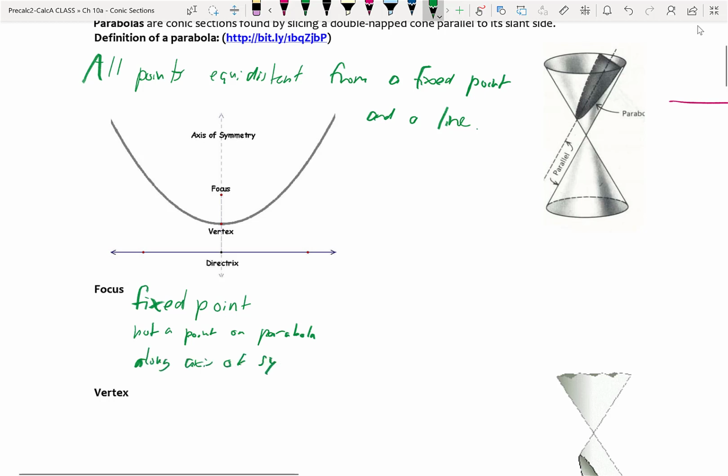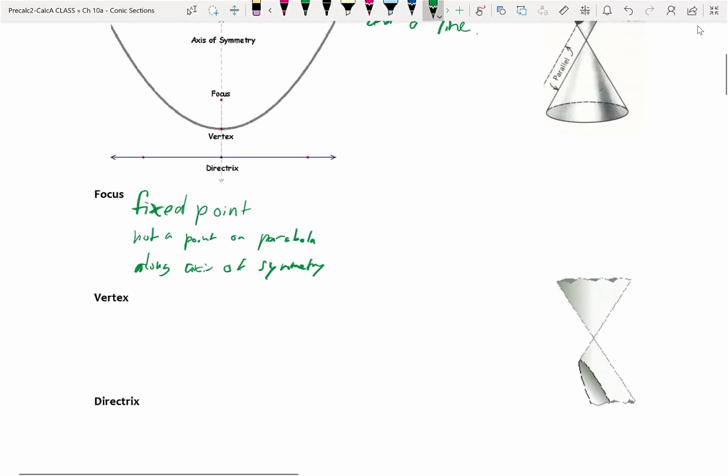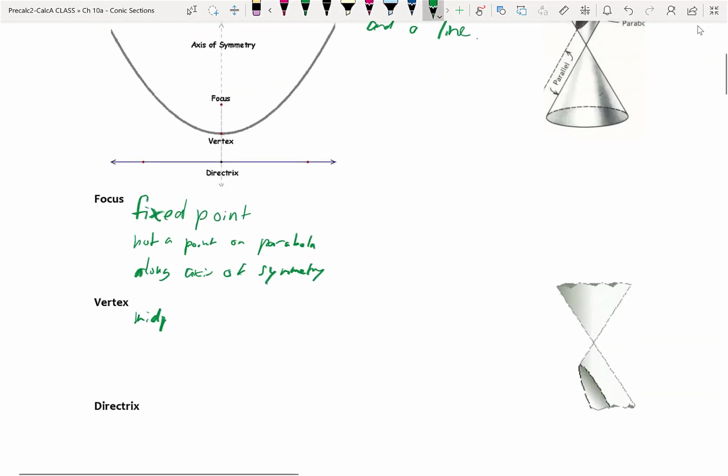And it should be apparent to you, based on the symmetries you've done before, what we mean when we talk about an axis of symmetry. The vertex is the midpoint between the focus and this line here, which is the fixed line, which is called the directrix.